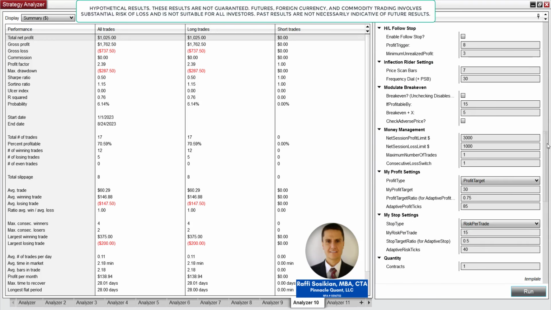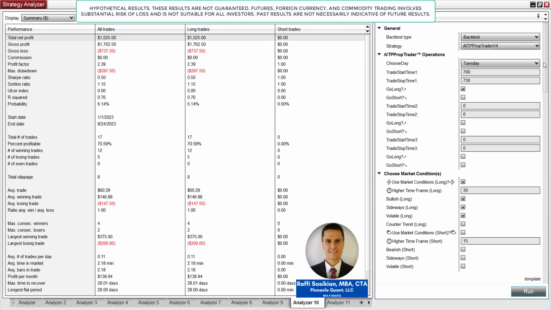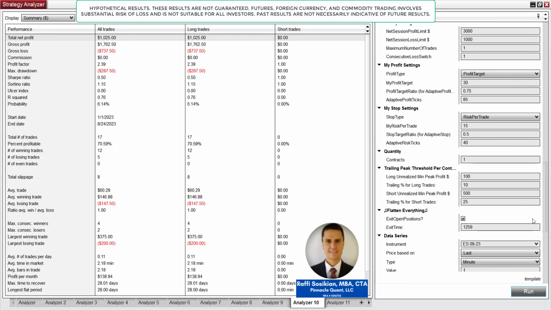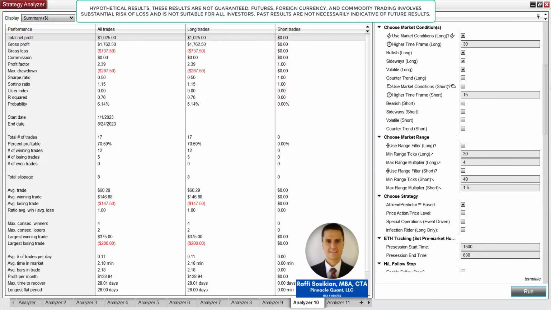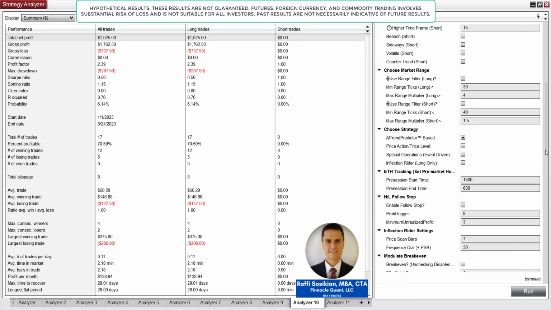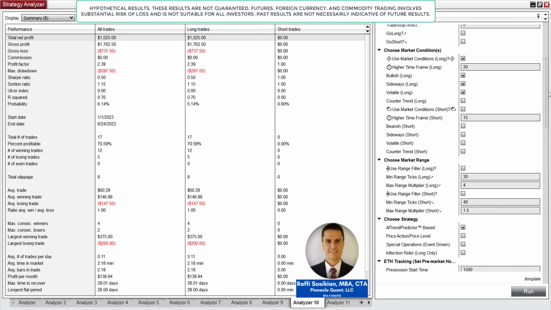And here are the hypothetical results. Just to review the parameters again so you see them. There they are. Okay. It took 17 trades within 30 minutes. So it's essentially looking for trades between 7 and 7:30 on Tuesday only. It was looking for the AI trend predictor strategy, and it required that the market conditions be checked as well prior to entry. So it's looking at the 30-minute chart, and it's looking for either a bullish, a sideways, or a volatile long setup. If it doesn't get one of these three, it's going to not take the trade.